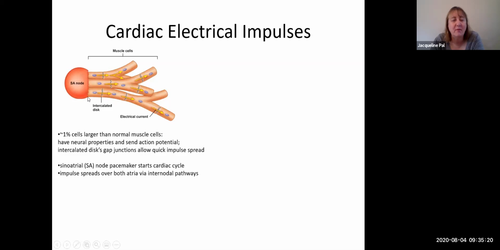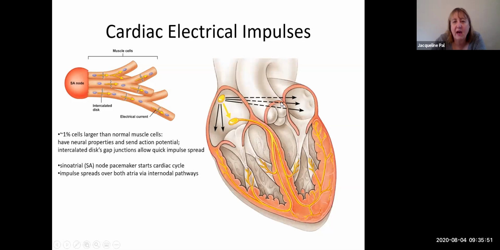So whatever is happening as far as sodium influx or potassium efflux in one cell, if sodium is pouring into this cell, then the sodium in this cell will pass through the gap junctions, and the sodium concentration in this cell will go up, and it will depolarize almost immediately as well. And so the entire cardiac cycle is going to be started by that sinoatrial node, and it will spread over both atria through these various pathways that you see here. So it goes, and then the 2 atria are all innervated at one time.